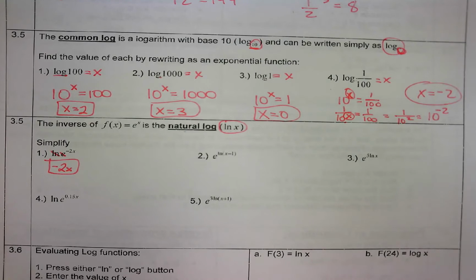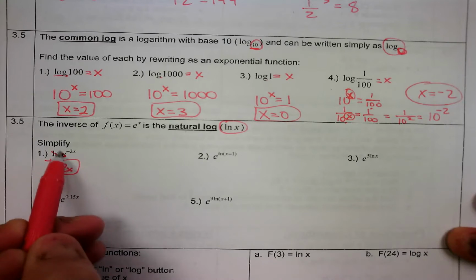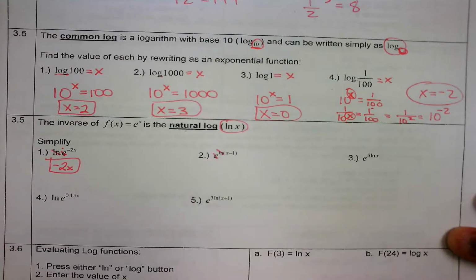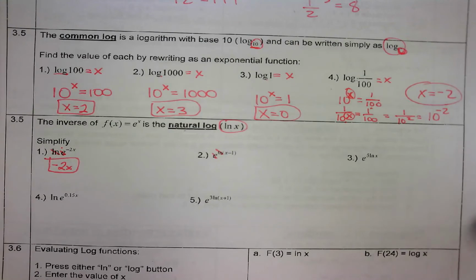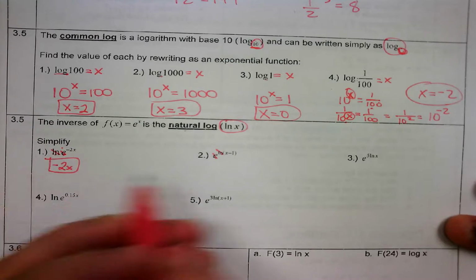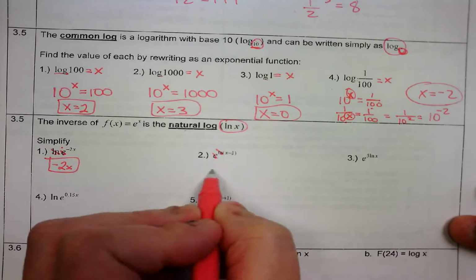Okay? So if the ln is first, then the e is not going to be in the exponent spot. If the e is first, then the ln will be in the exponent spot, but they still cancel each other out. Okay? e is always raised to a power, whereas ln is not. Okay, so e to the natural log of x minus 1, the e and natural log cancel, and I'm just left with x minus 1.